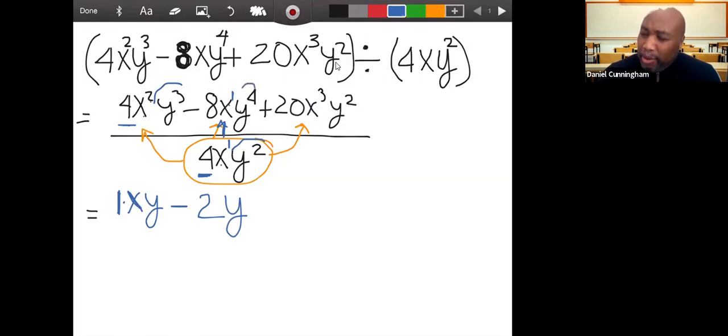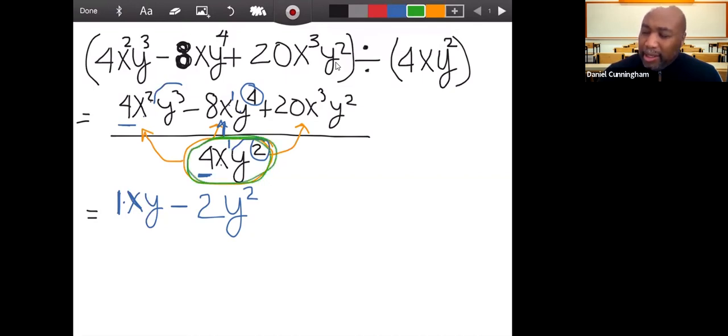So y to the 4th and y squared. We subtract the exponents once we divide. 4 minus 2 is 2. And so that's my second term. Now let's do the third one. For the third one, we'll put it in green so you can see.